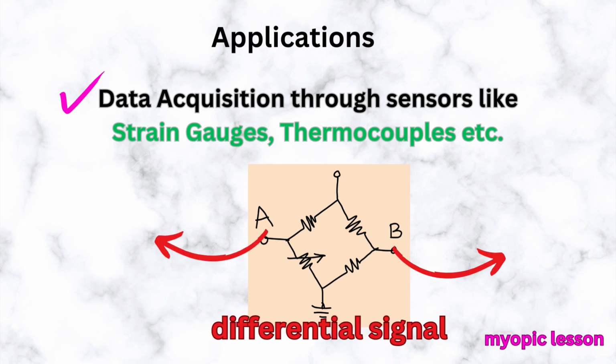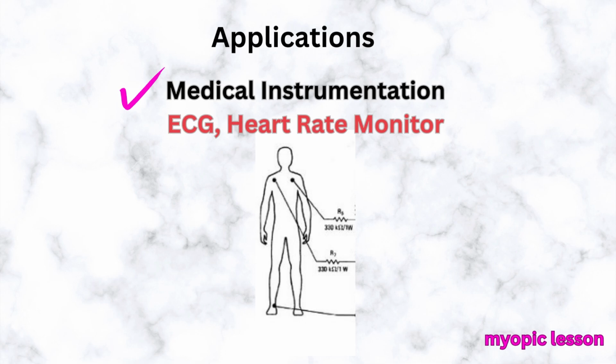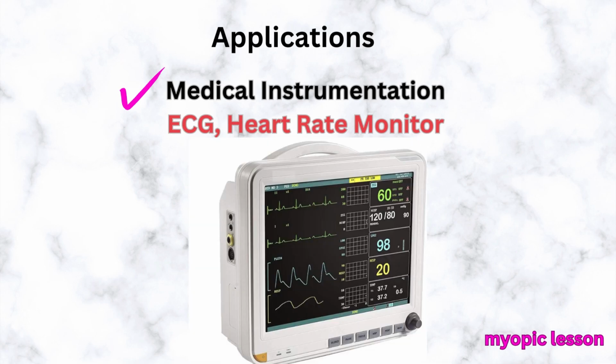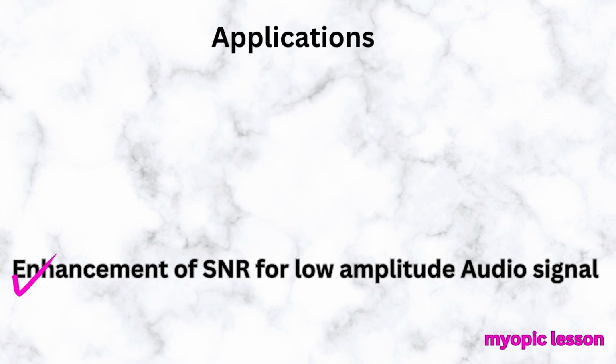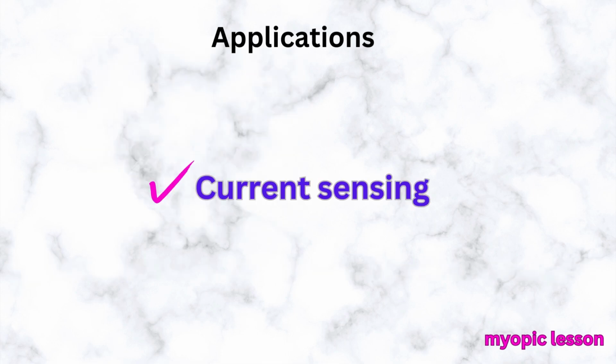In circuits for medical instrumentation, where the ECG, heart rate monitor etc. generate small and differential signals, the instrumentation amplifier is the automatic choice. Low amplitude audio signal is also acquired by an instrumentation amplifier. Instrumentation amplifier can also be used in the area of current sensing.